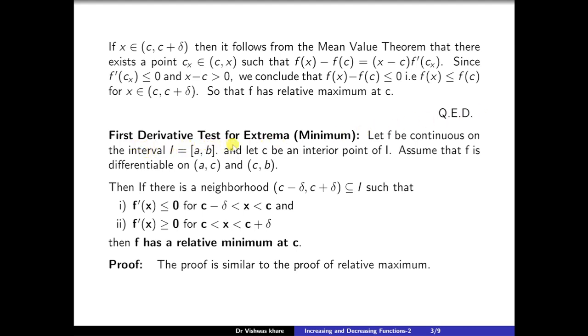Now similarly, for the first derivative test for extrema, we are taking the case of minimum. Let f be continuous on the interval I, which is the closed interval [a, b], and let c be an interior point of I. Assume that f is differentiable on the open intervals (a, c) and (c, b). Then if there is a neighborhood (c minus delta, c plus delta) contained in I such that f dash x is less than or equal to 0 for all x between c minus delta and c, and f dash x is greater than or equal to 0 for all x between c and c plus delta, then f has a relative minimum at c.